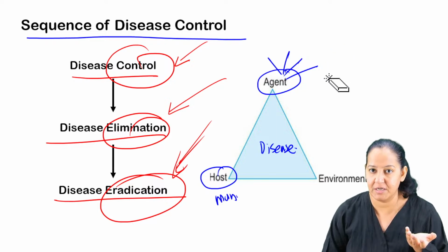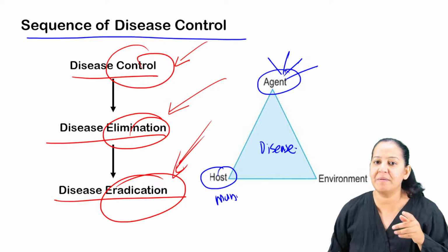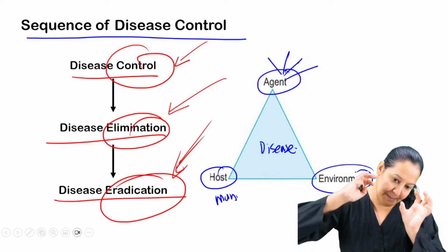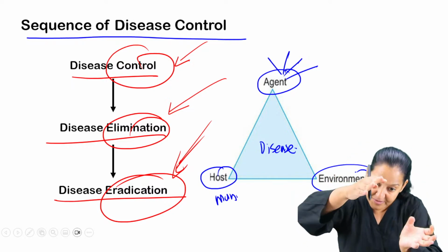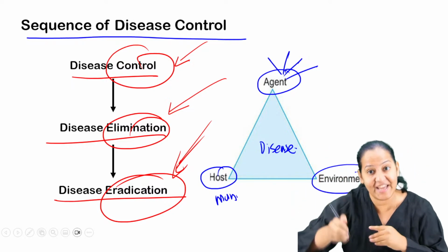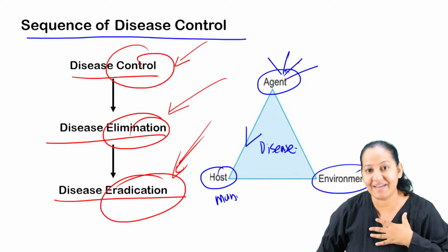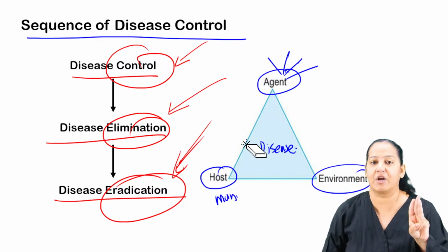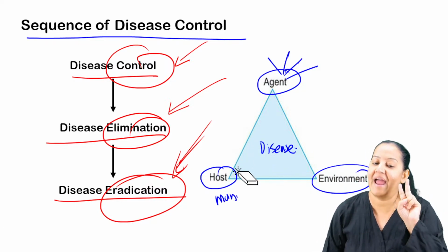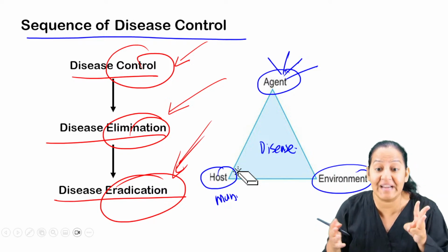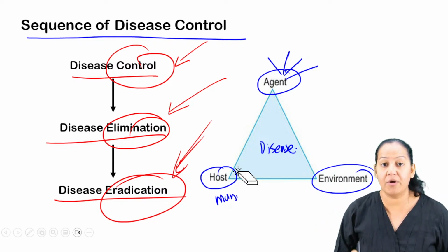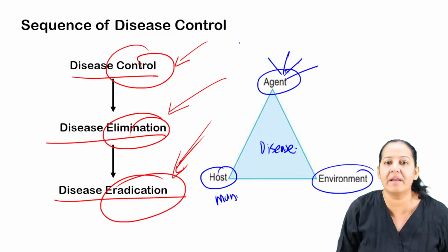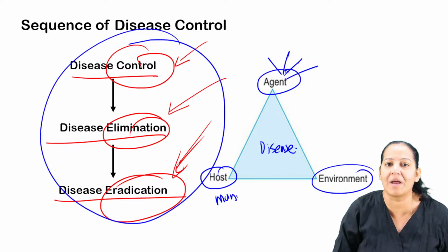There should be an agent which enters the man. And there should be an environment in which both are present. The man is also there and the agent is also there. They are present in a common environment so that the agent can enter the man and the man can have the disease. So three things are required: host, agent, and a common environment for interacting with each other. You got this. Now, I will help you in understanding these three terms one by one.